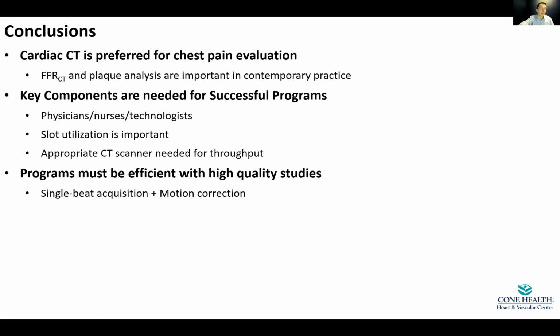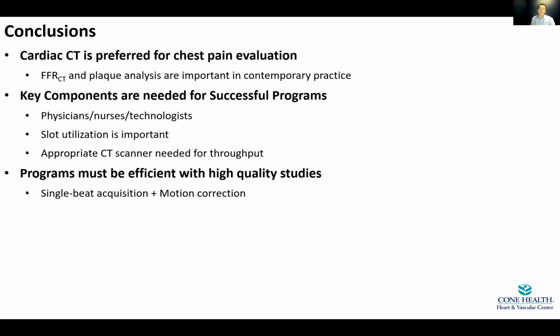or growing a program. So just to conclude, cardiac CT is the preferred modality to evaluate most patients with stable chest pain symptoms, assuming they're a candidate for CT. FFRCT and plaque analysis are paramount in evaluating these patients, using the CT data sets in a meaningful way. The key components we discussed for the program: the physicians, the nurses, the technology. No matter what you do, slot utilization is important.